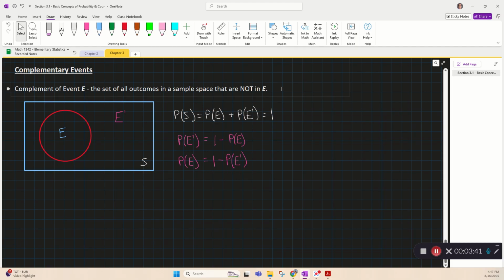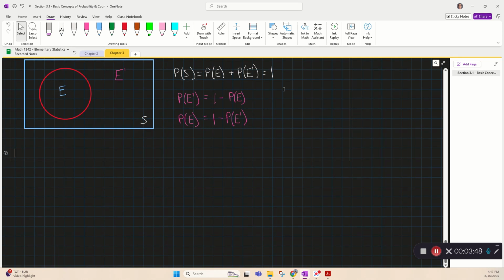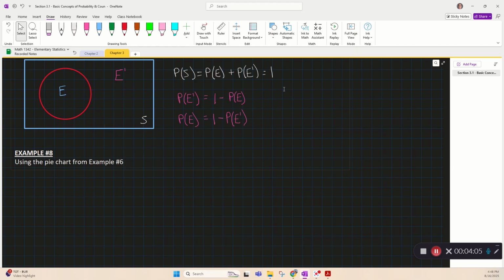So let's look at an example. This is example number 8. I want us to use the pie chart from example number 6 to find the probability that the next person interviewed did not read only digital books.